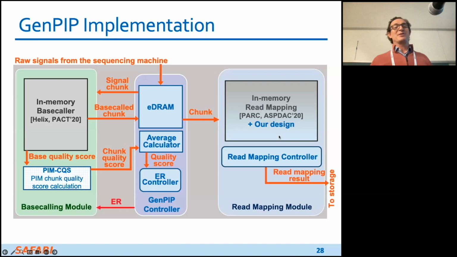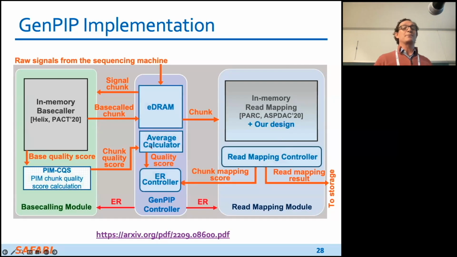Okay, as I said, I'm not going to go into a lot of detail. There's a lot of detail over here, but you can do early rejection at different parts of this. So we envision this as a single system without moving the data. And ideally, this should be integrated into the sequencer also.